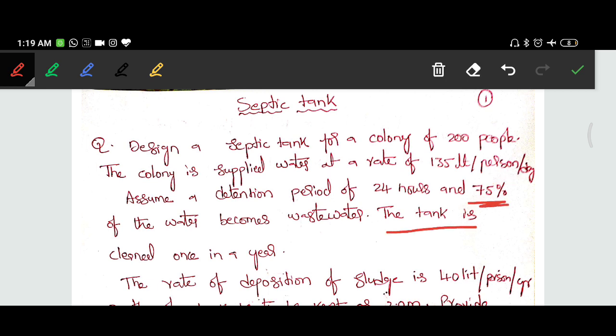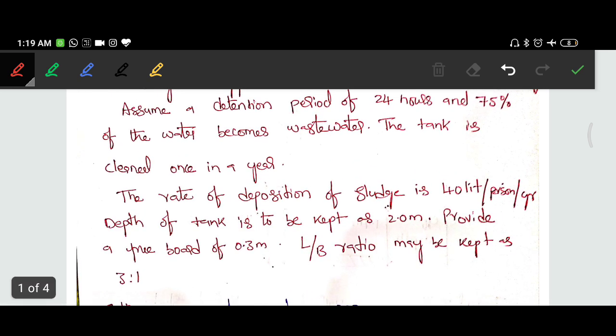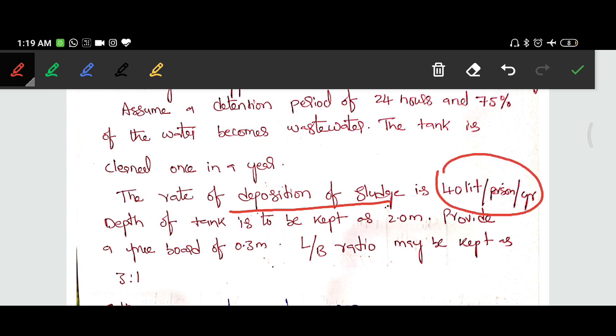The tank is cleaned once in a year. So once in a year the tank has to be cleaned. The rate of deposition of sludge is 40 liters per head per year. So each person is going to generate 40 liters of sludge.